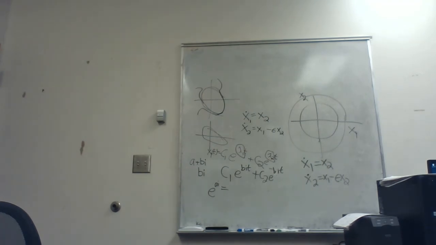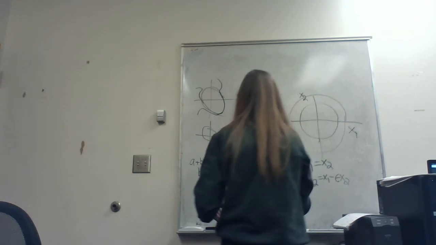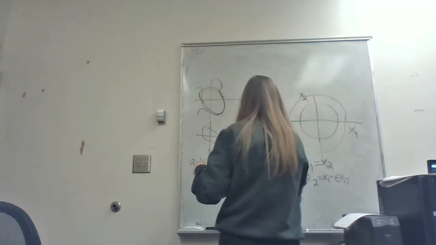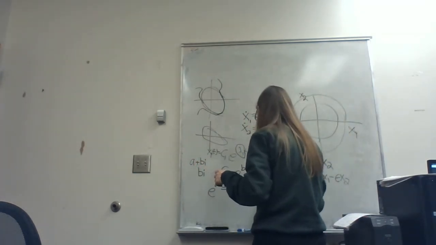Let me see. It's like Euler notation. Euler notation, what is that? Okay, let me see. Oh, that picture says it. e to the i theta equals cos theta plus i sin theta. Okay, e to the ai is cos a plus i sin a.